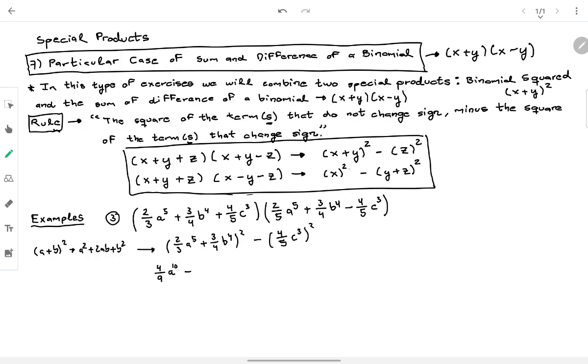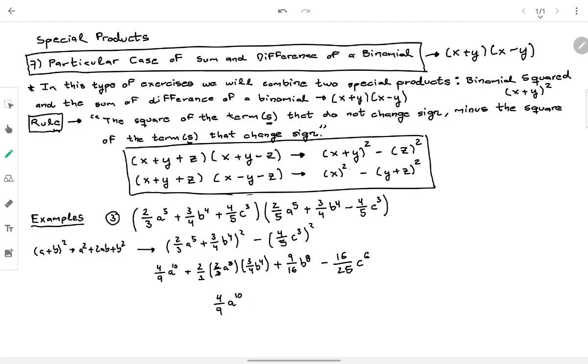Then it's going to be plus 2 times 2/3 of a to the 5th, multiplying 3/4 of b to the 4th, plus 9 over 16 b to the 8th, minus 16 over 25 c to the 6th. So the final and correct answer is going to be 4 over 9 a to the 10th.